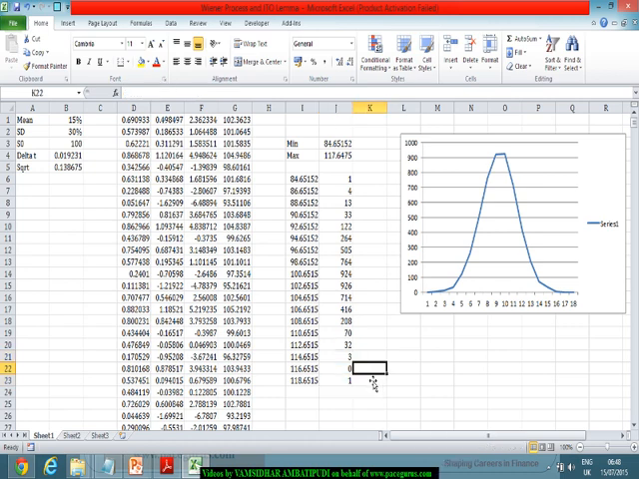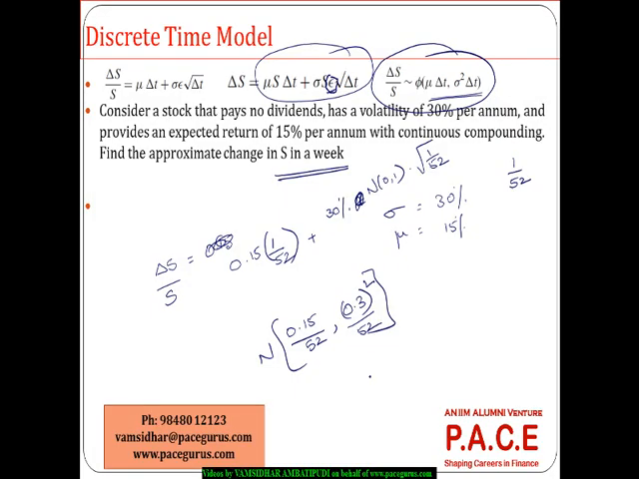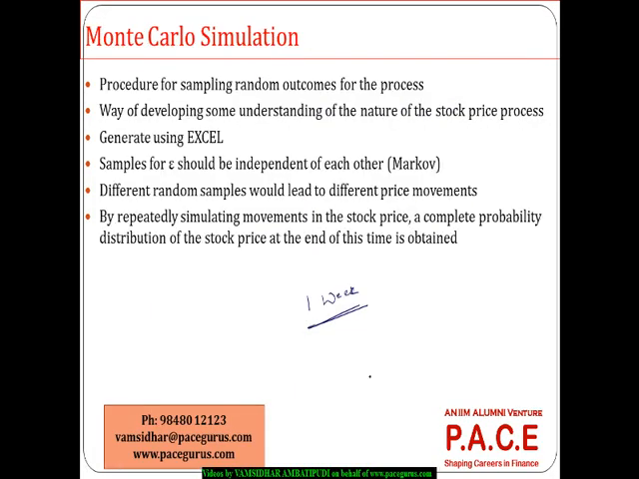So the Monte Carlo simulation is helping us to do this kind of understanding. The nature of the stock price process we can fully understand by doing the Monte Carlo simulation, which uses random numbers and distributions. The samples per epsilon are generated, and they are independent of each other because it follows a Markov property. And the different random samples that we have generated lead to different price movements.